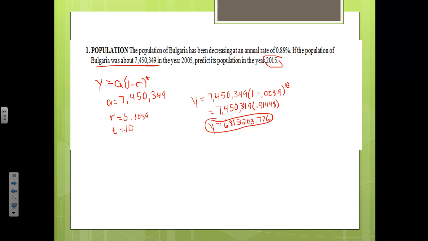Go ahead and take a look at number 2 and try that problem, and we will discuss it tomorrow.